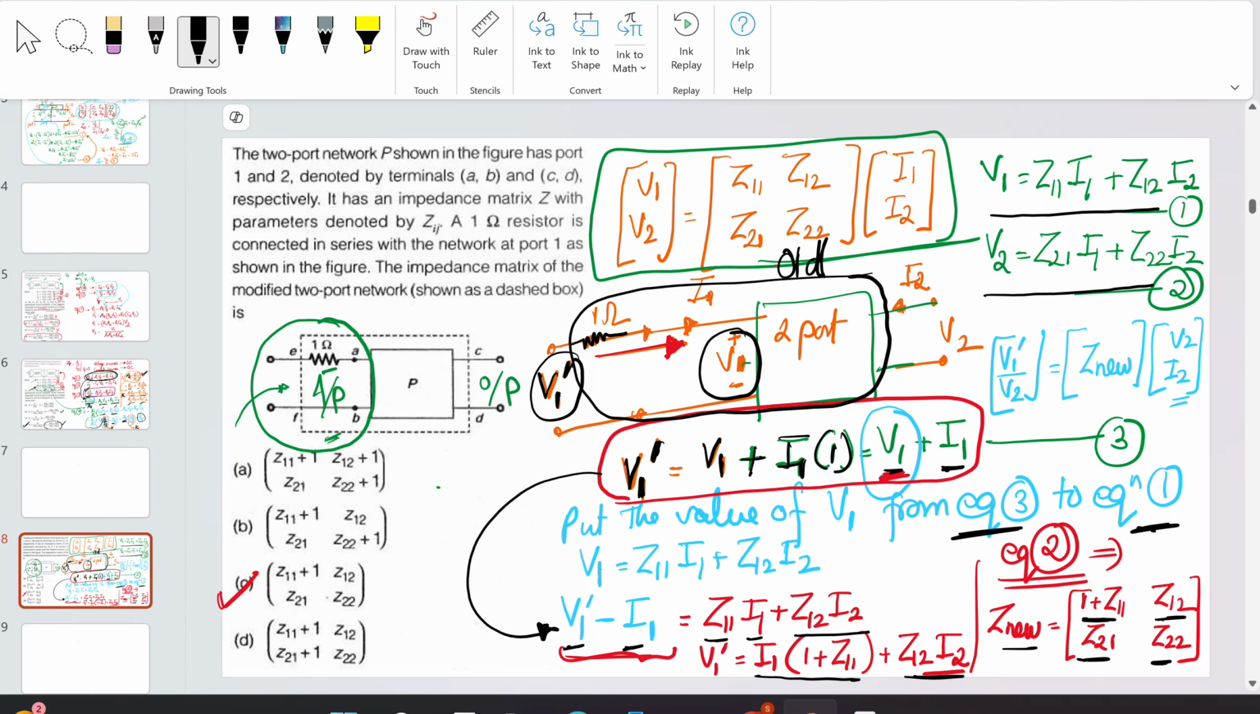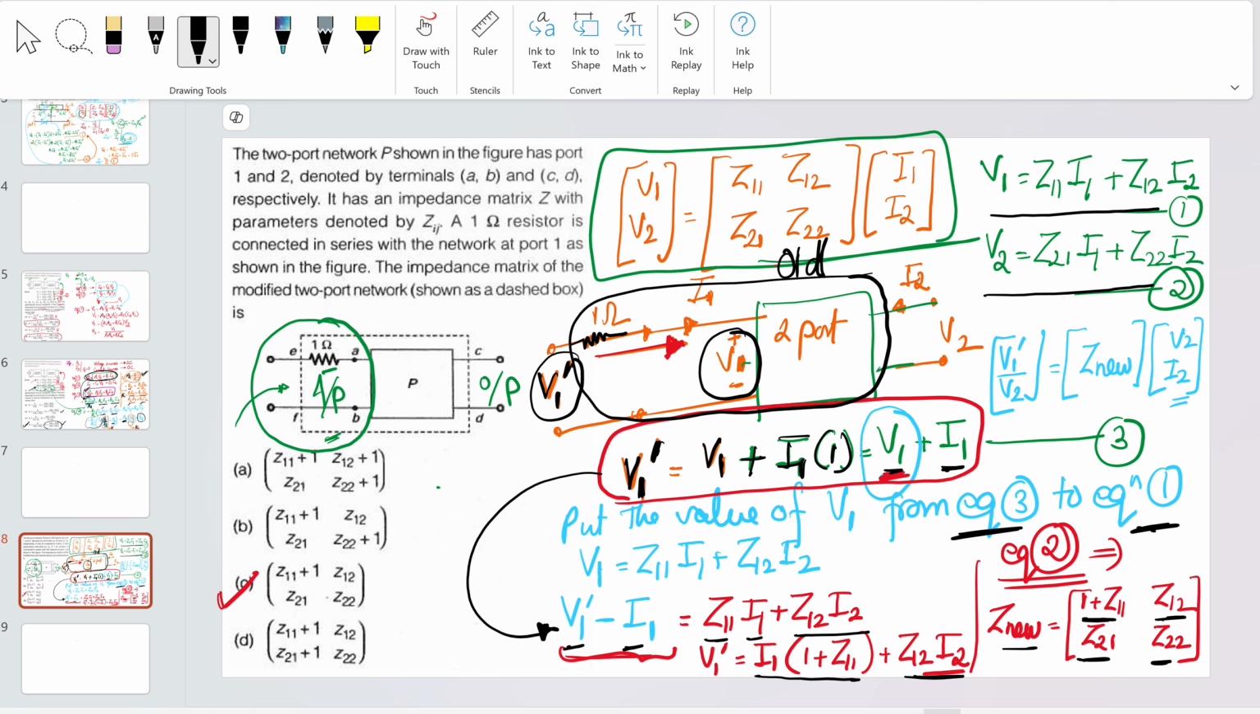Any doubt? Okay, fine. So this is the basic funda, and also remember it. There are a few things which, if you memorize them, will make it easy to understand and solve the other problems as well.